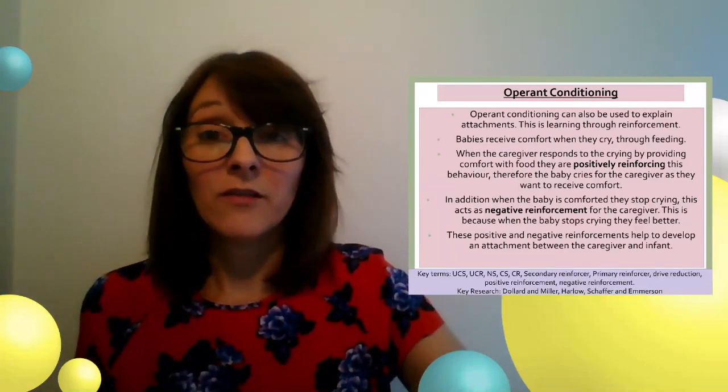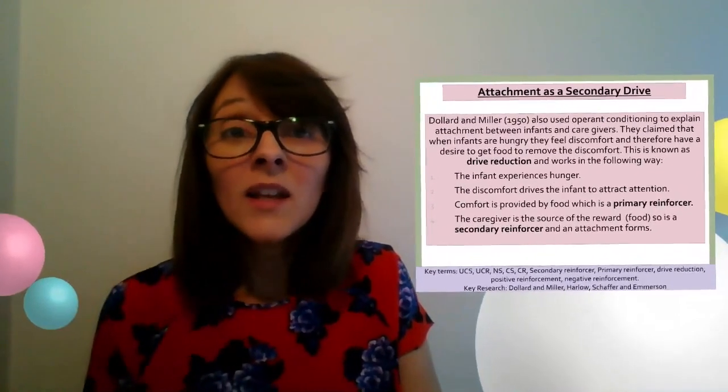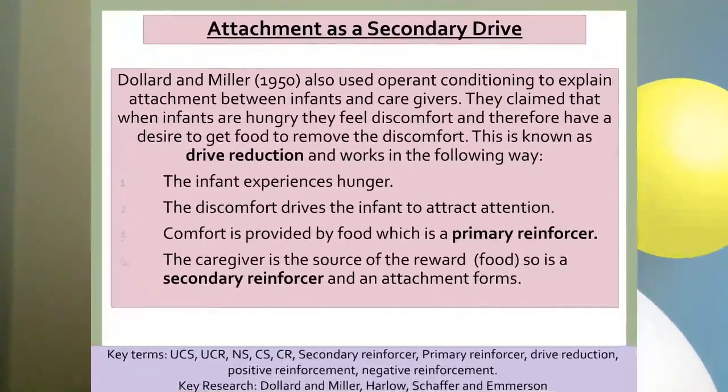So that's the first part of operant conditioning, or the first theory of operant conditioning. There's another theory of operant conditioning which is to do with drive reduction. And this was developed by Dollard and Miller. So they explained it in a different way. They said that when infants are hungry, they feel discomfort, and therefore they want to receive food. And hunger is a drive for an infant, okay? And it drives them to remove that discomfort. And when that discomfort is removed, it reduces that drive, okay?